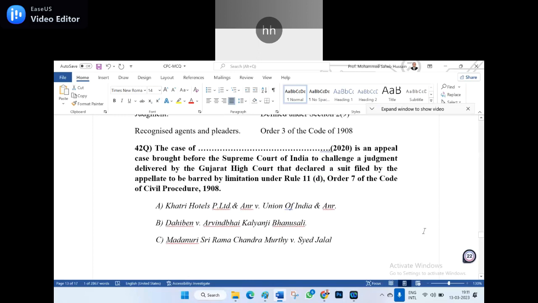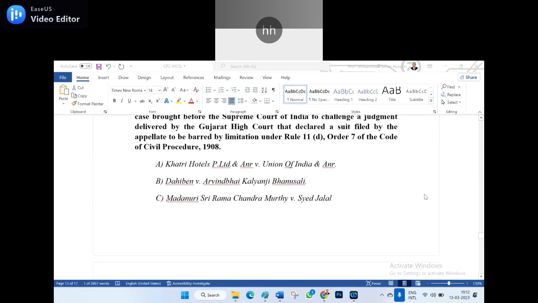Okay. Now let us go to the 42nd question. The case of dash that was decided in 2020 is an appeal brought before the Supreme Court of India to challenge the judgment delivered by the Gujarat High Court that declared a suit filed by the appellant to be barred under Rule 11(d), Order 7 of the Code of Civil Procedure 1908. What is the name of the case law? A. Khatri Hotels Private Limited and another versus Union of India and another. B. Dahiben versus Arvindbhai Kalyanji Bhanusali. C.